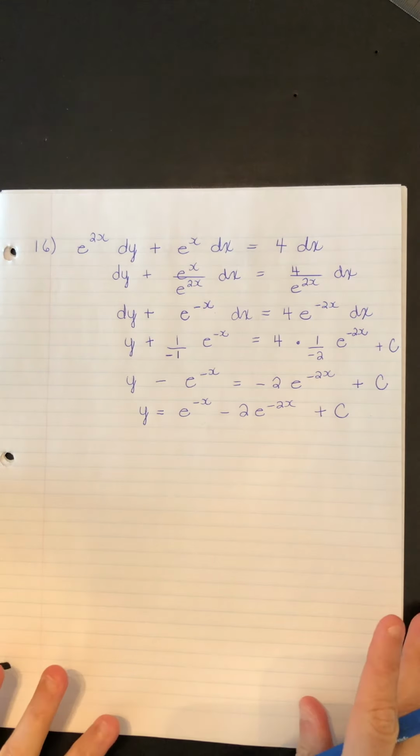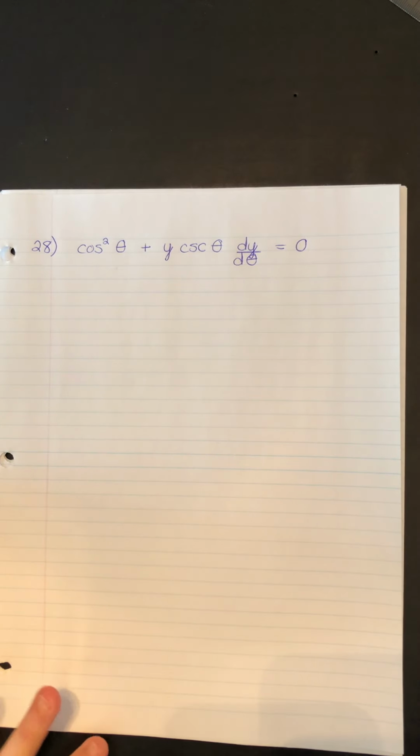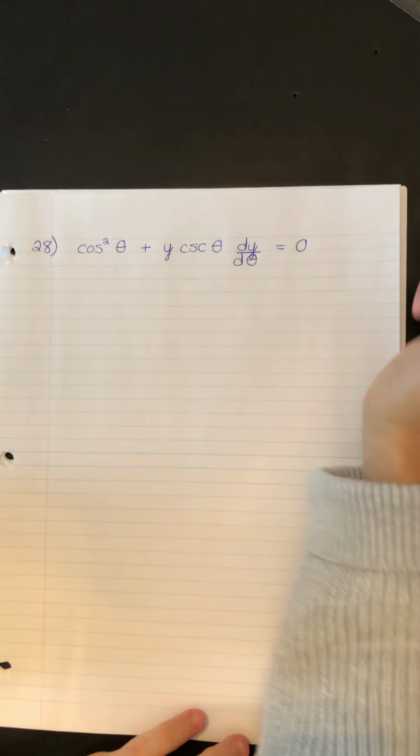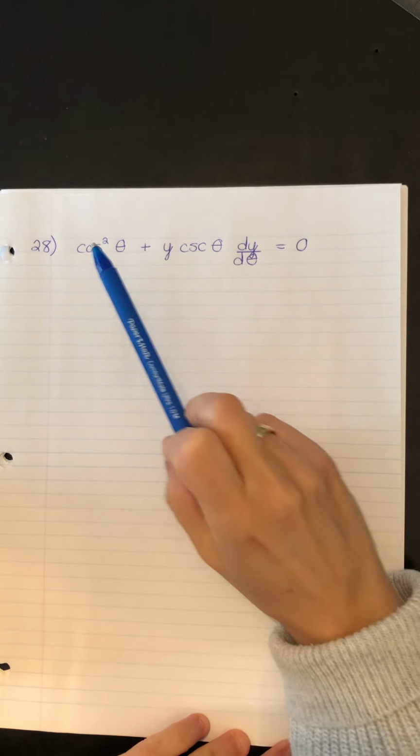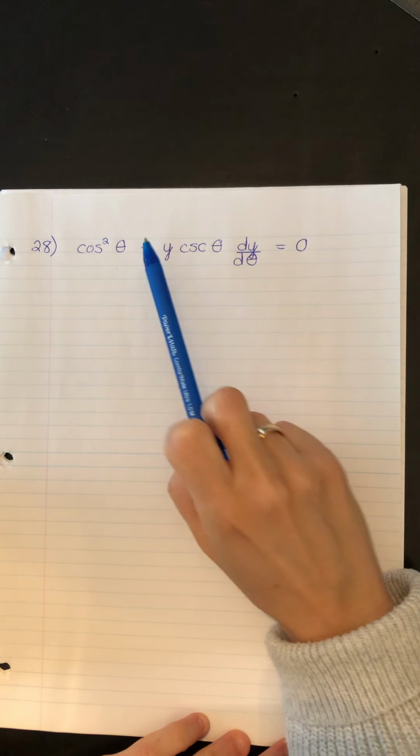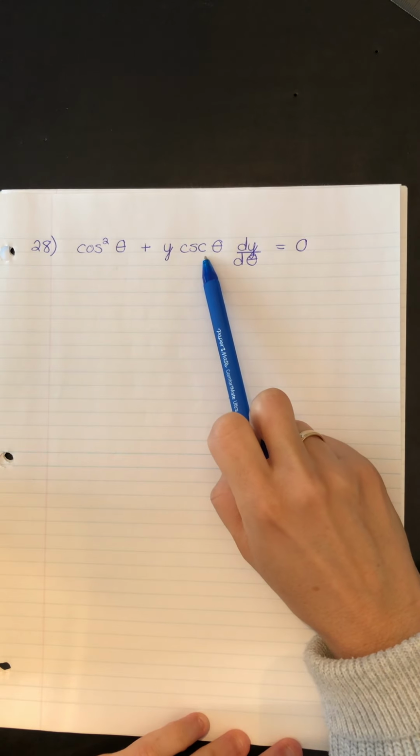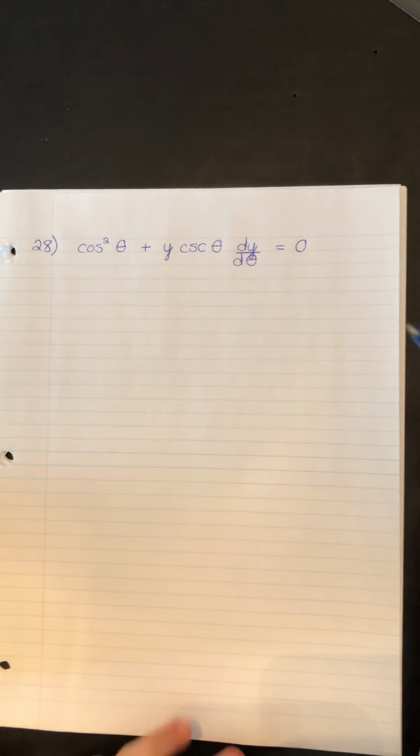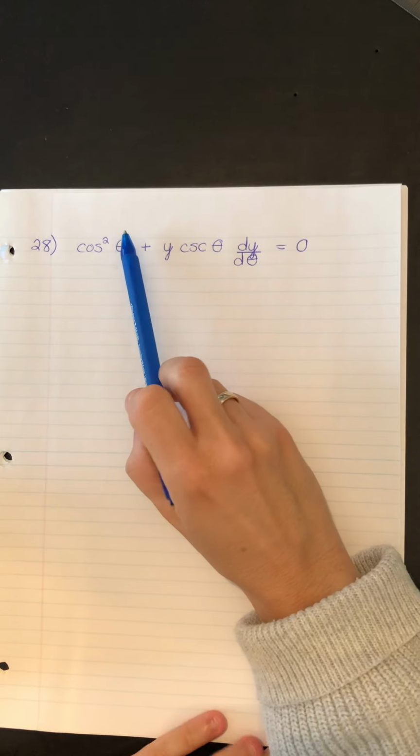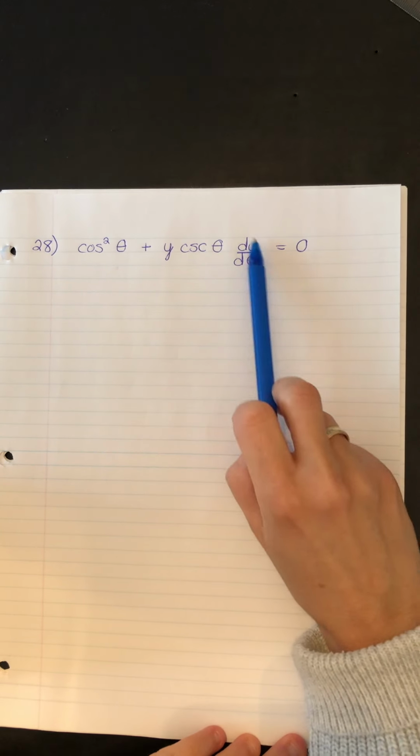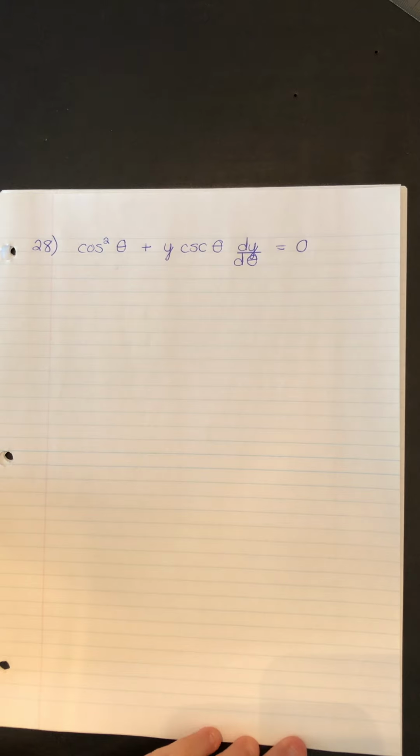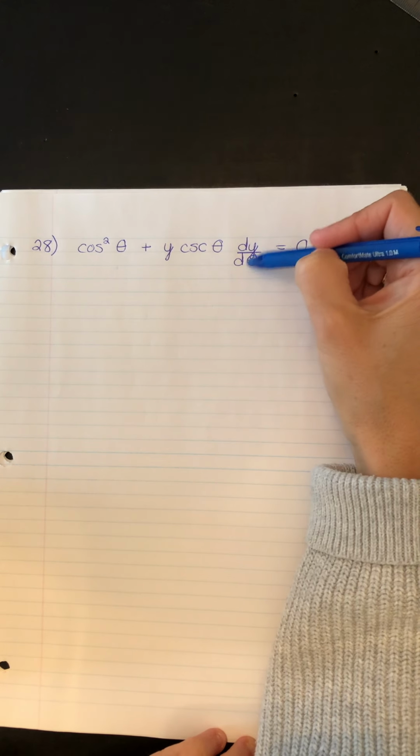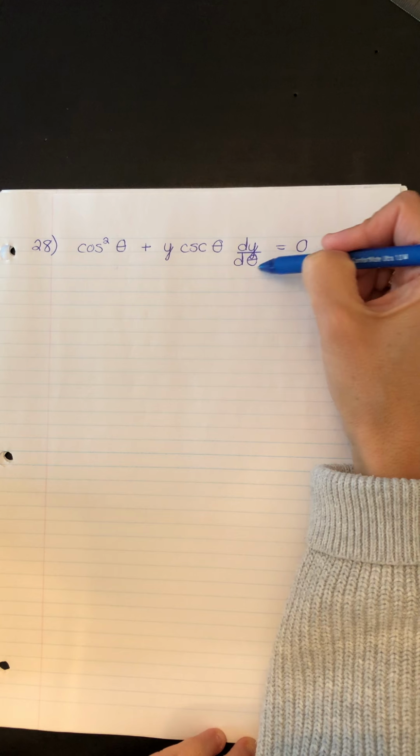Let's do one more together. So I've selected this one as our final example for today. 28. Cos squared theta plus y cosecant theta times dy by d theta is 0. Okay, so let's go through the analysis here. I would say there are two non-zero terms. The first thing is the differential cannot remain here in the denominator.